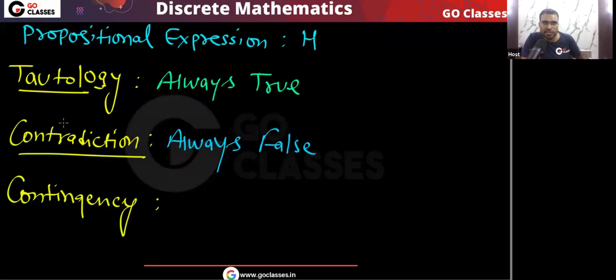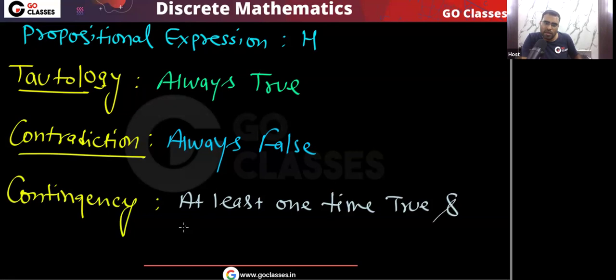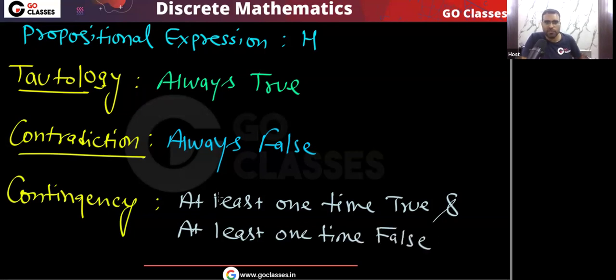And the last is contingency. Contingency means H is neither a tautology nor a contradiction. Contingency means at least one time true and at least one time false. Is this clear? At least one time true, at least one time false. So these are the definitions of tautology, contradiction, contingency.